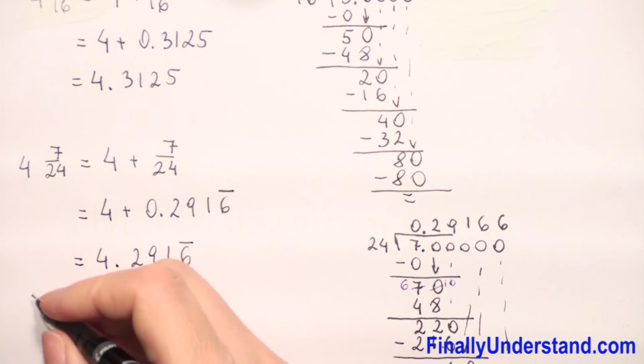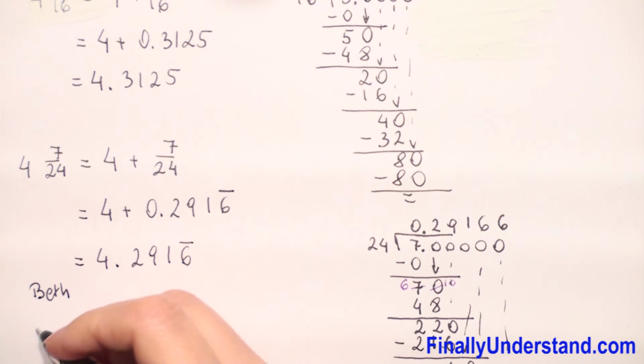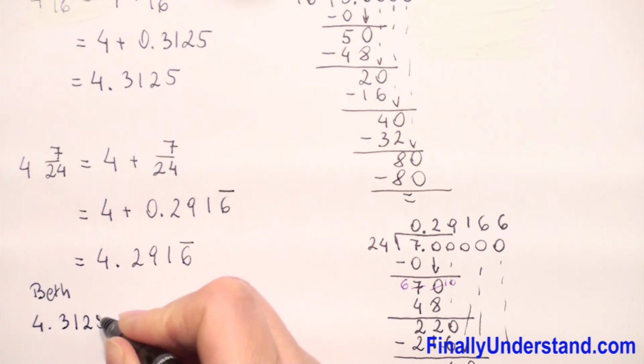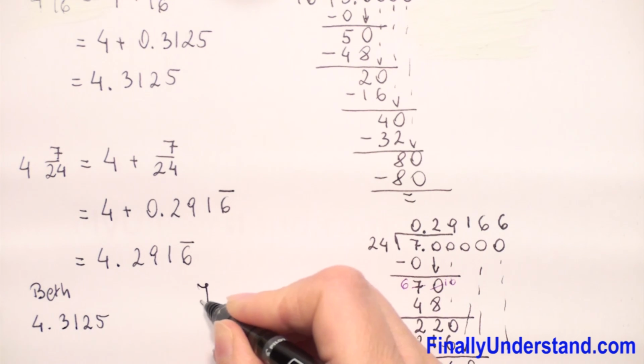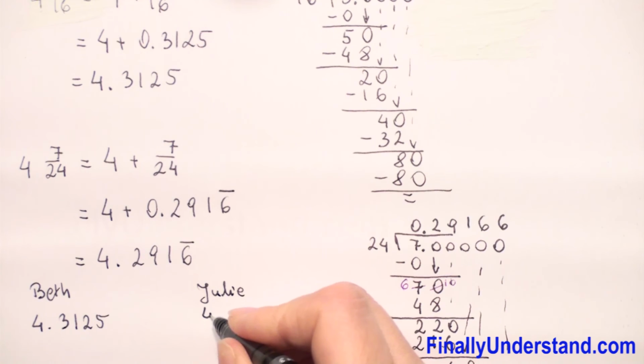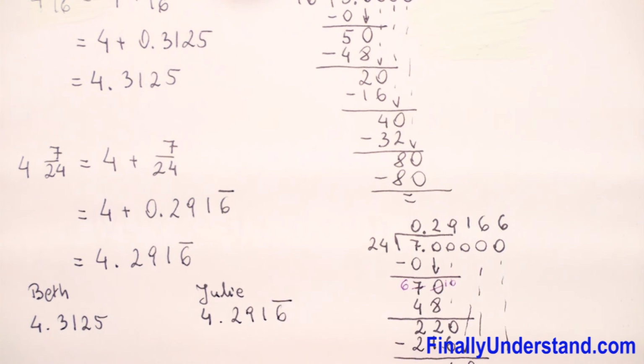We changed our two numbers to decimal numbers. We have Beth, and her measure is 4.3125, and we have Julia, and she is 4.2916, and so on. And now we have to just compare these two numbers.